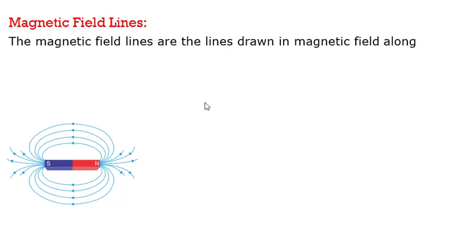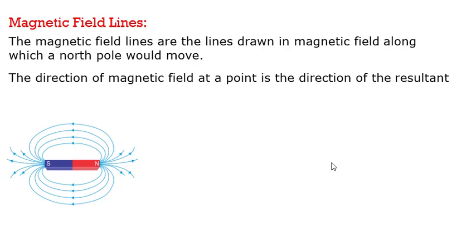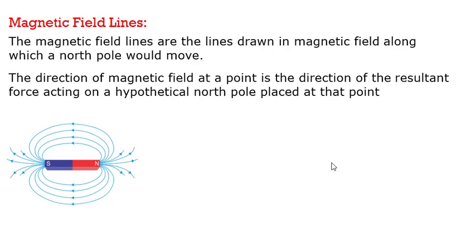The magnetic field lines are the lines drawn in a magnetic field along which a north pole would move. So as discussed earlier, I will consider only the north pole. The north pole which will move in this magnetic field, their path I will trace, and that gives me the magnetic field lines. The direction of the magnetic field at a point is the direction of the resultant force acting on a hypothetical north pole placed at that point.